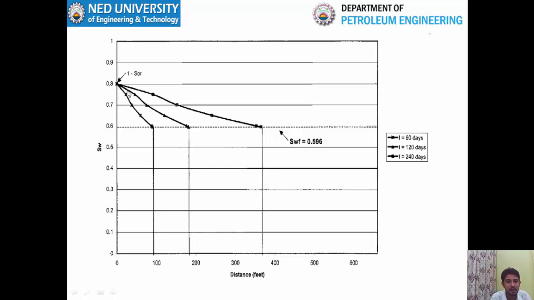Similarly, at a different time the flooded zone has changed, but again the saturation will be lying between 1 minus SOR and SWF. Similarly, at some higher time the flooded region has increased, and in the flooded region you have all saturations between 1 minus SOR and SWF.